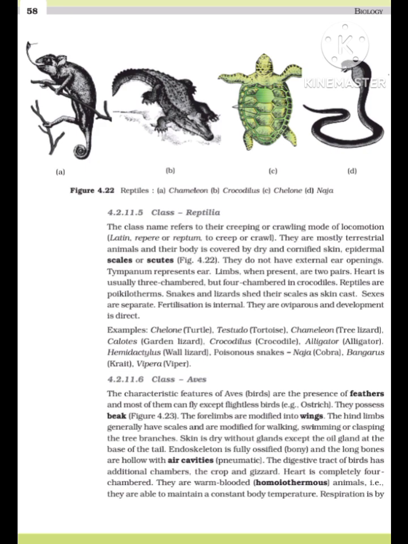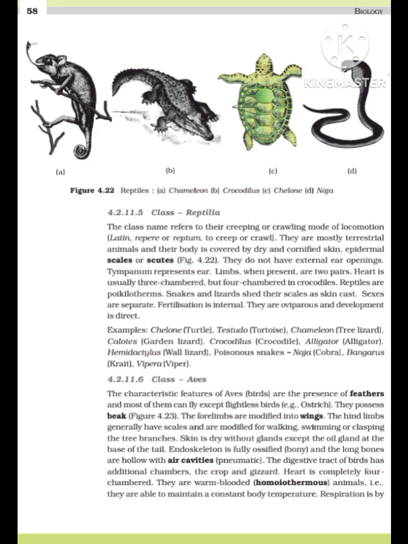Sexes are separate. Fertilization is internal. They are oviparous and development is direct. Examples: Chelone, turtle, Testudo, tortoise, Chameleon, tree lizard, Calotes, garden lizard, Crocodilus, crocodile, alligator, Hemidactylus, wall lizard, poisonous snakes, Naja, cobra, Bangarus, krait, Vipera, viper.